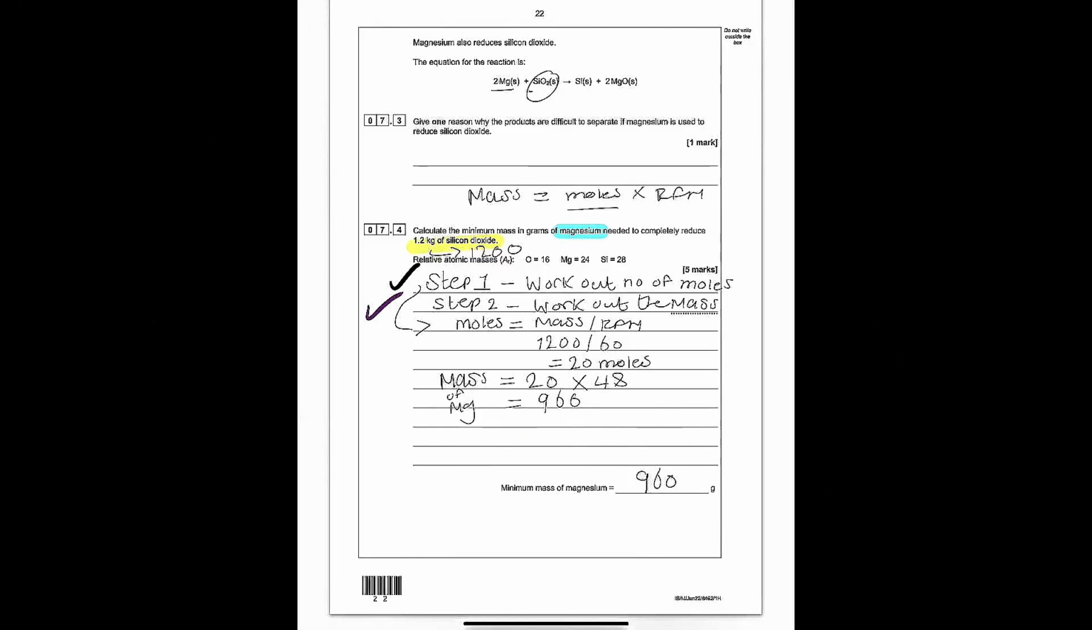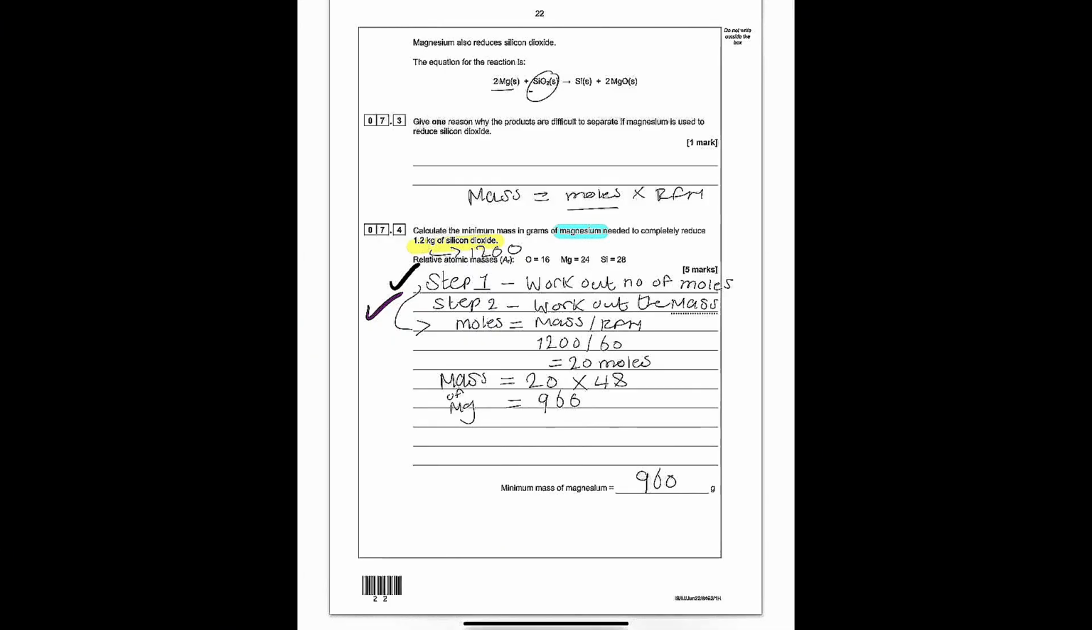What I would advise you to do, if you have previous past papers or any worksheets from school, is use my method and just see how easy it is to get the answer. You don't have to do ratios or scale factors. It's just confusing. This is 5 marks and I've just shown you how to do this calculation in 2 easy steps. I really hope that you have found this useful. And this topic is reacting masses.